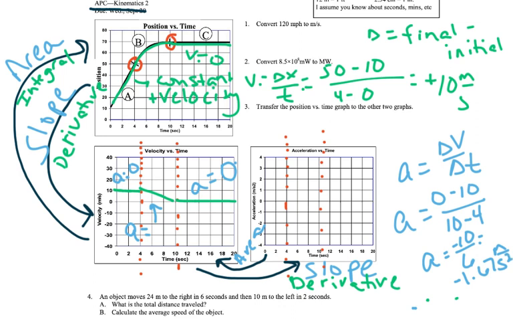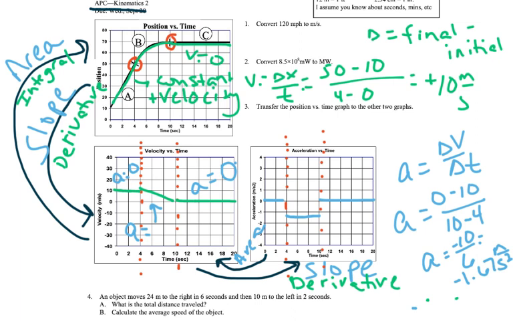So on my acceleration time graph, I'm going to go ahead and draw in my 0 accelerations first. And then I'm going to draw in my negative 1.67 down here. And we are all done. We just translated our position time graph into a velocity time graph. We translated our velocity time graph into the acceleration time graph.